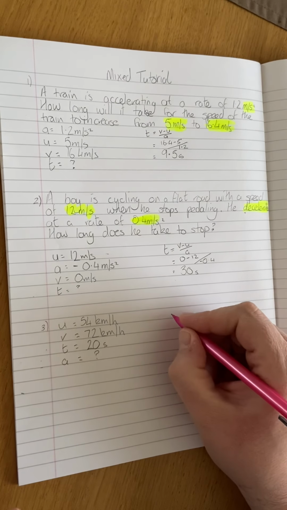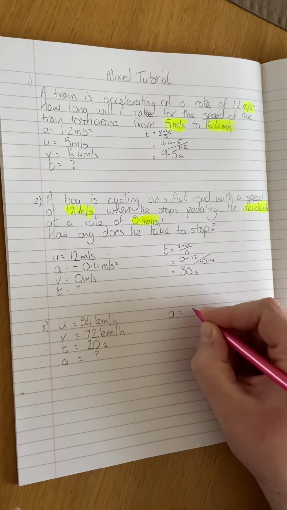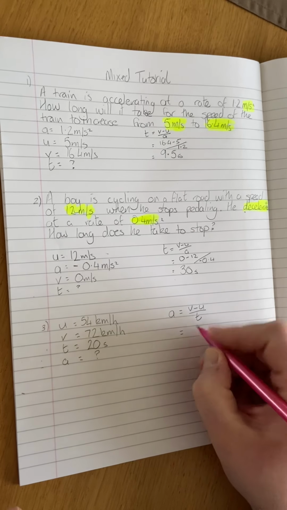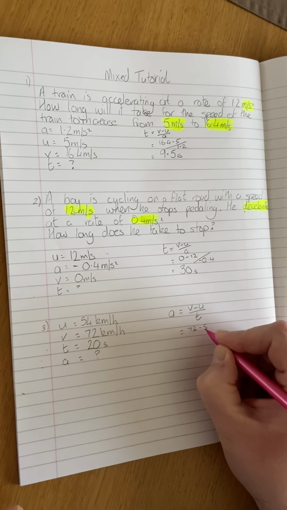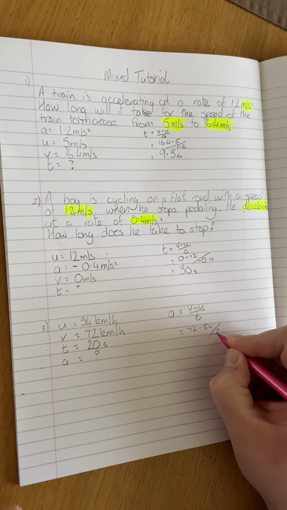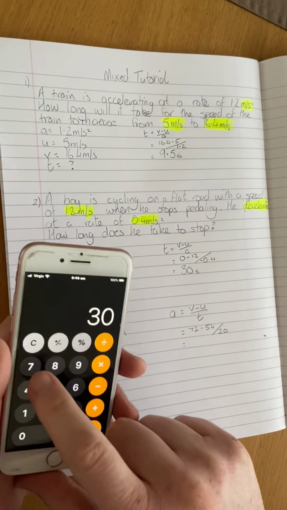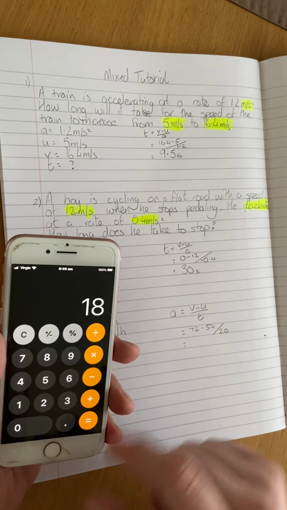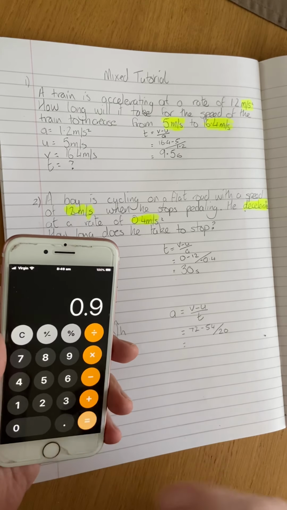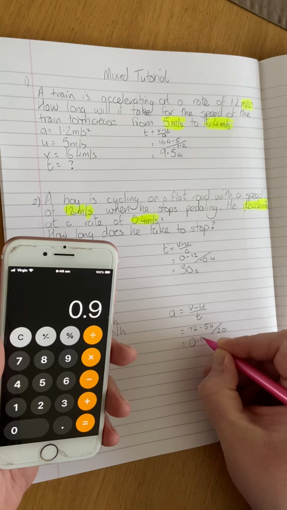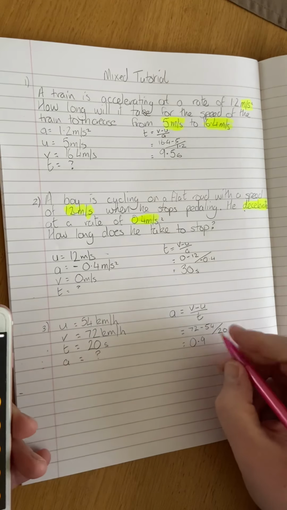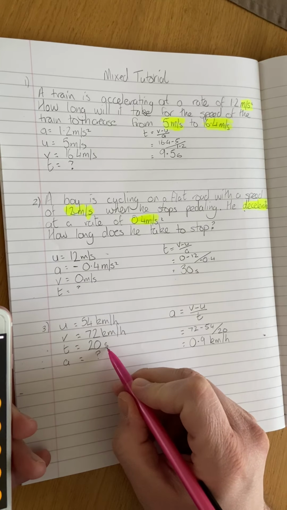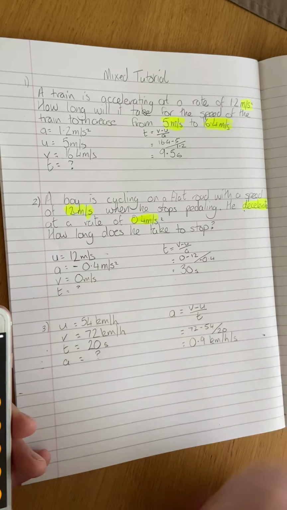So again, last day in class you were given the equation a equals v take u over t, which would then be 72 minus 54, all that divided by 20. So again, 72 take away 54 equals divided by 20. So it tells me it's 0.9. So what were my units for speed? Well, that was kilometres per hour. And then the time was per second.